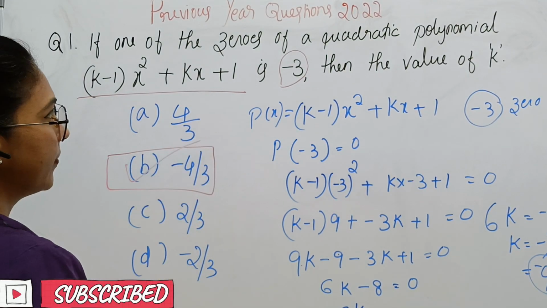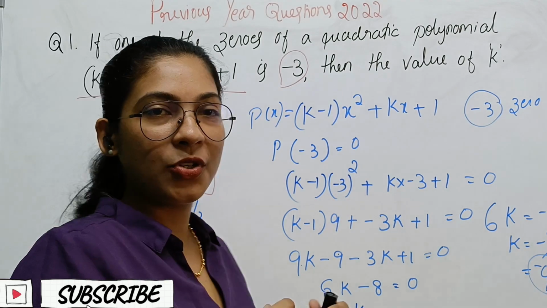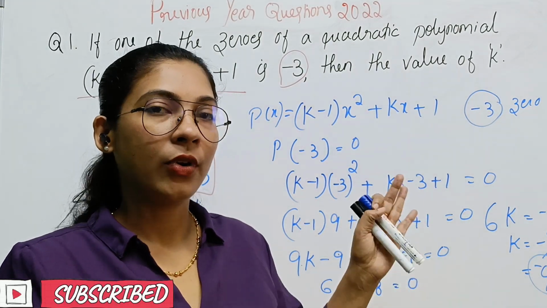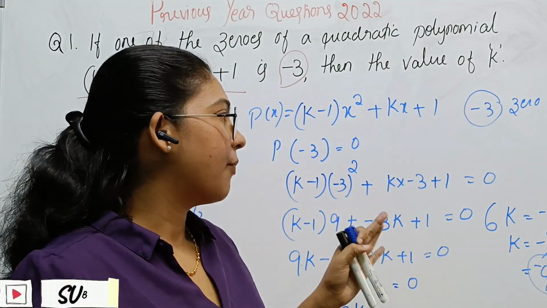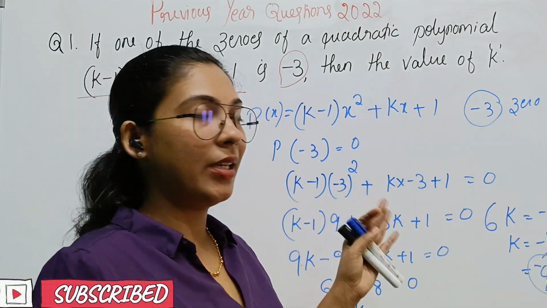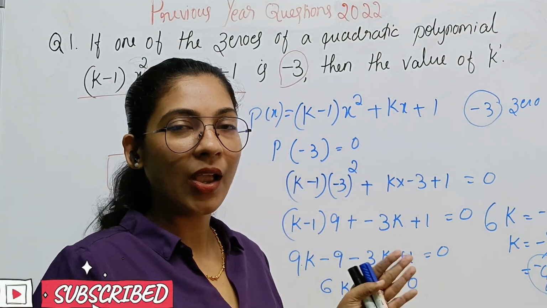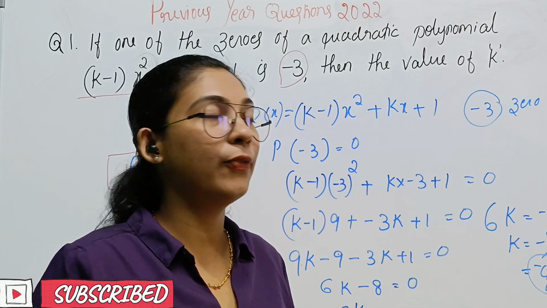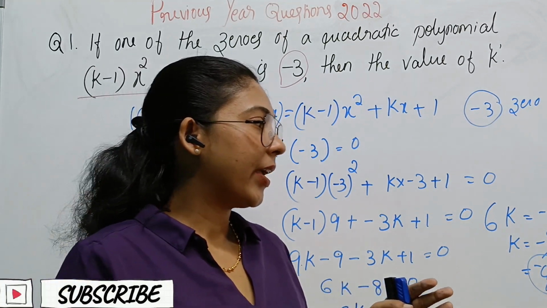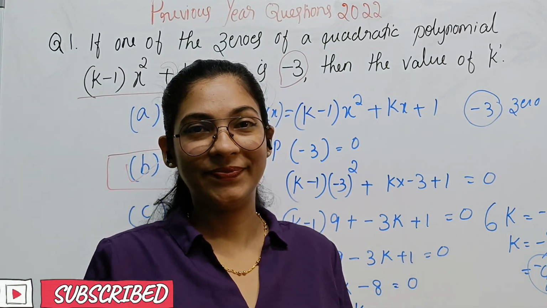So the value of k is minus 4 upon 3, and option B is the right answer. If we substitute minus 4 by 3 for the value of k, then we get p of x is equal to 0. Hope it is clear for you. So let's solve the next question.